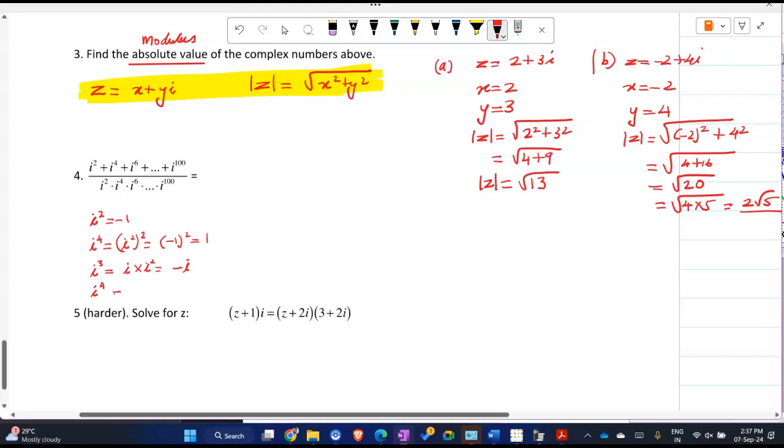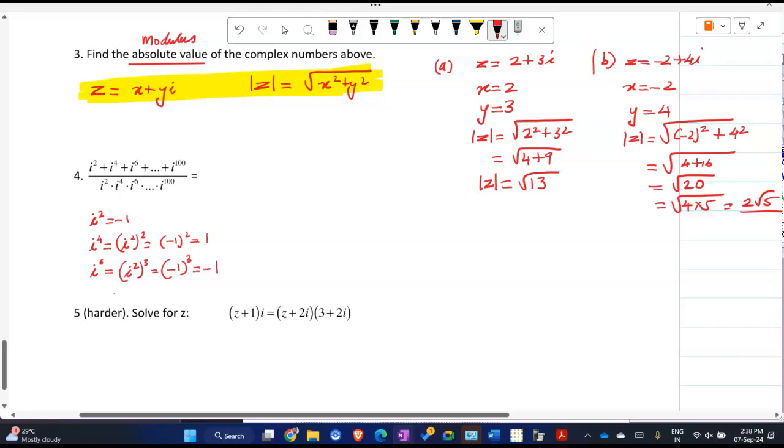Sorry, i raised to 6 is there. So how do you do i raised to 6? So it's i squared cubed. i squared is minus 1, cubed, correct.